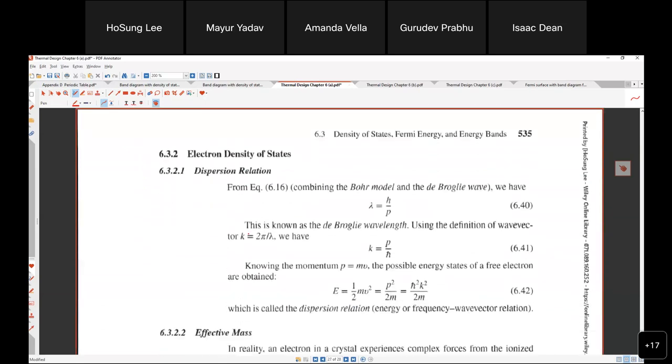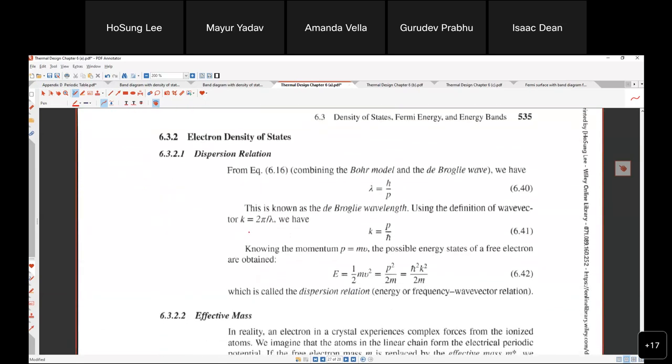Okay. Now, according to Bohr's model, P is the electron momentum. It turns out we get the de Broglie relation, and then we come up with this: the wavelength is just the inverse of momentum.